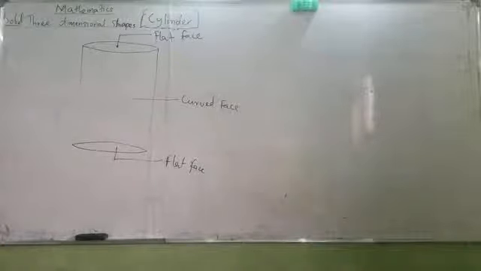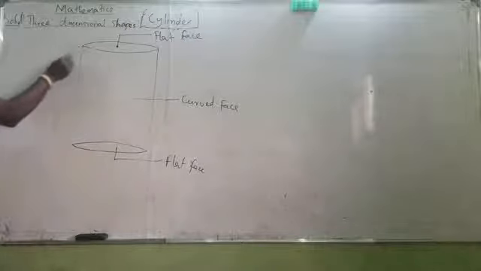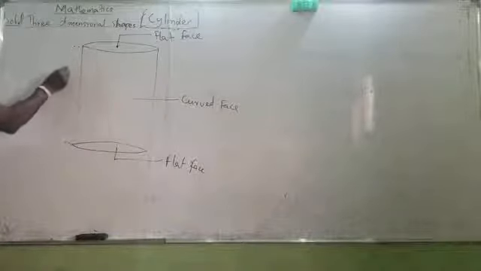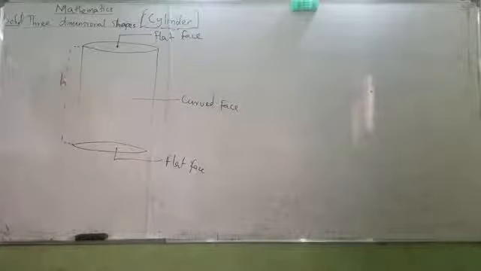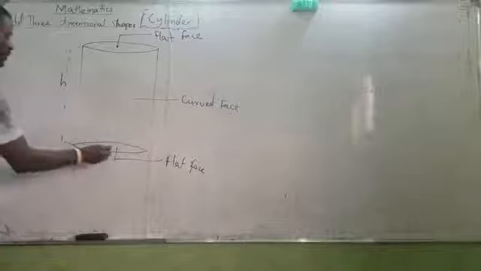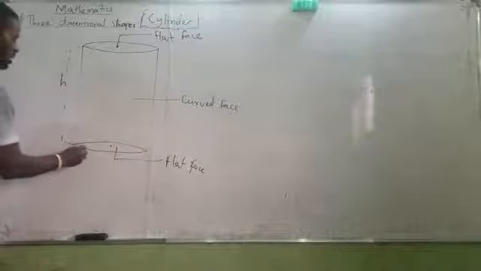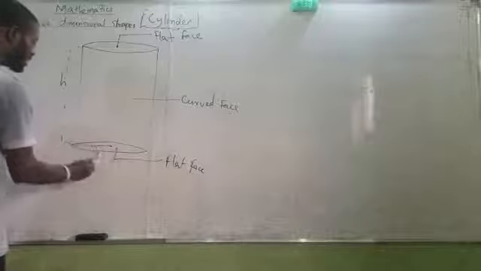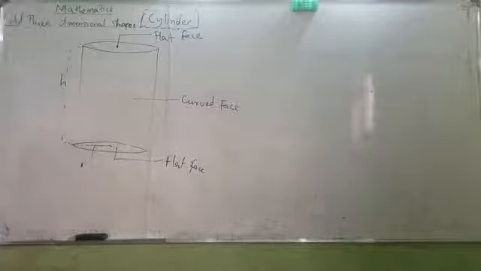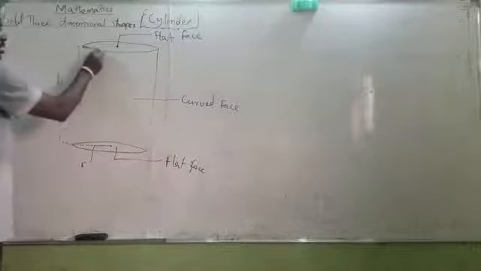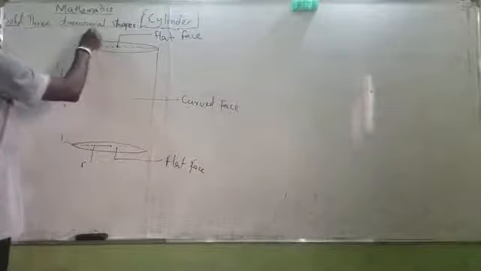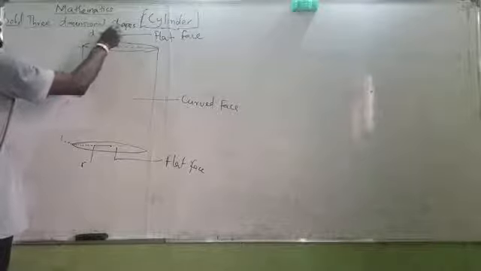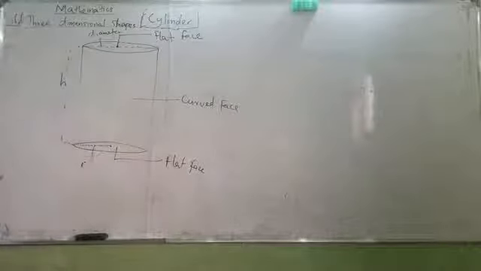Don't forget that from here to here is known as the height. Now, from here to here is known as the radius. And from here to here is known as the diameter. Now, this is the radius, that is the diameter.